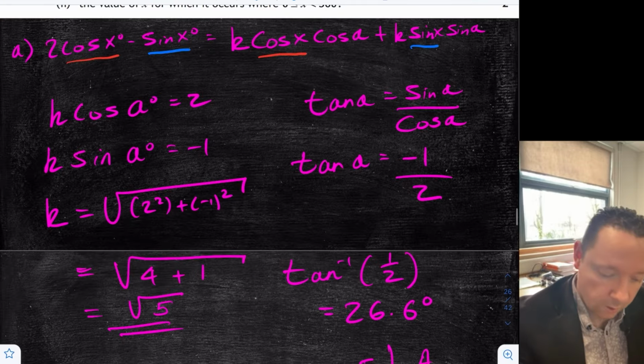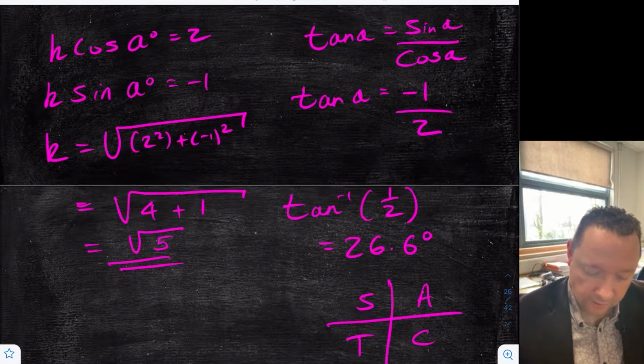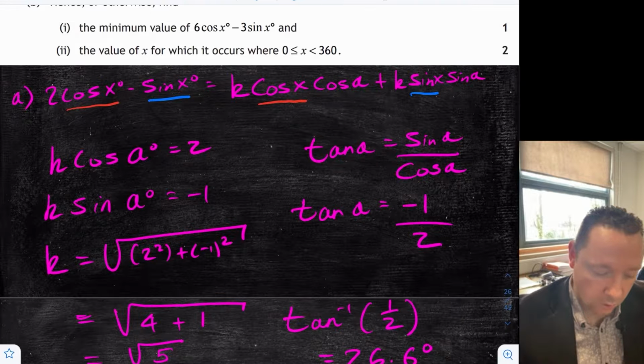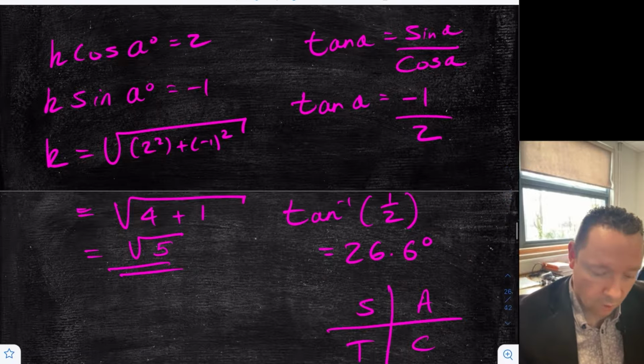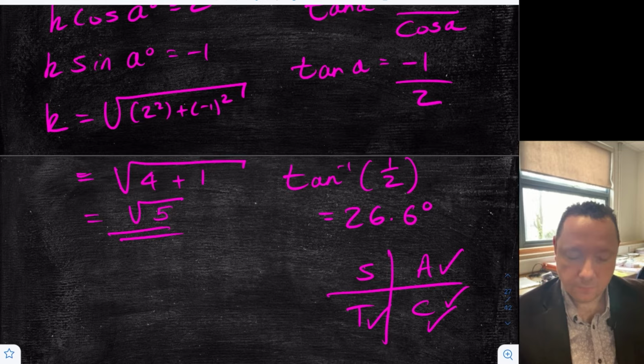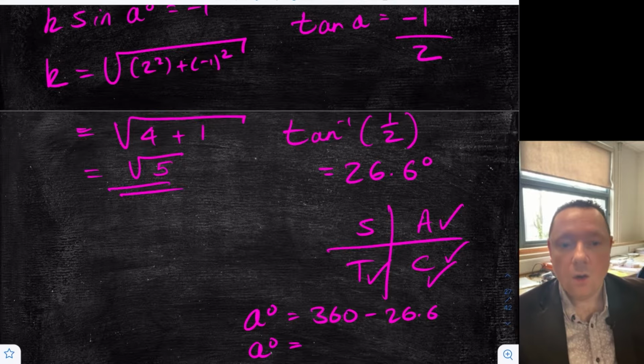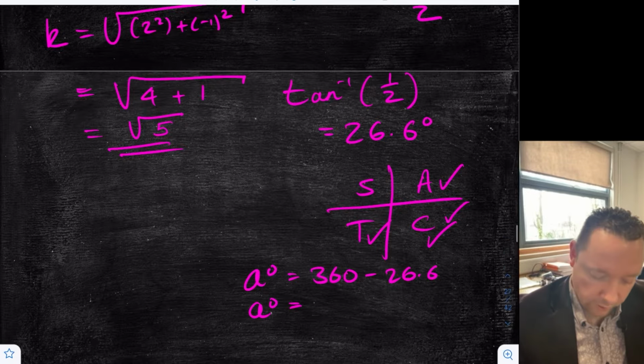Now remember with this one, although tan a is negative, so you're tempted just to say T, S and C, it's to do with what sin and cos were. So sin was negative and cos was positive, so we tick for cos and sin. So when cos is positive, it's these two, and when sin is negative, it is these two, so it's in the fourth quadrant. So that means that our a degrees is equal to 360 minus 26.6. So a is equal to 333.4 degrees.